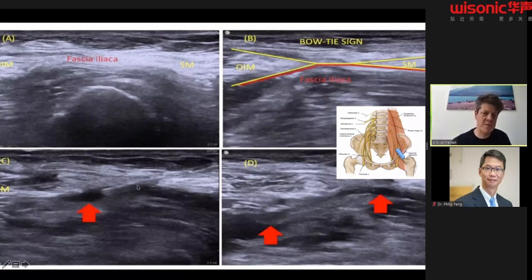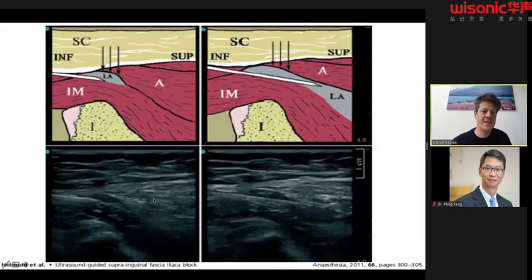By hydrodissecting the plane between the abdominal muscles and the iliac muscle, you can put your local anesthetic in the pelvic cavity. This is also what Hebert described in this article already in 2011. So you have your abdominal muscles and the iliac muscle, you put your needle in between, and you put your local anesthetic.